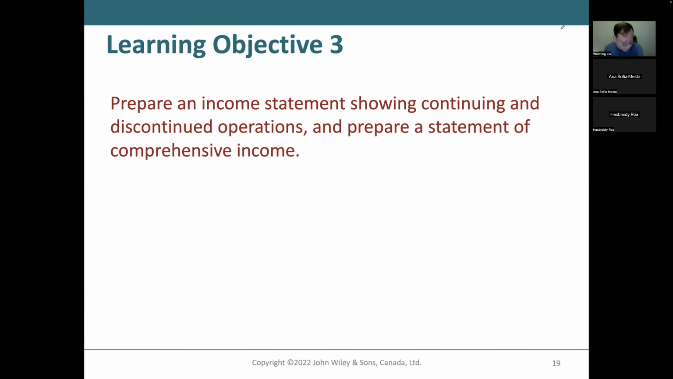Okay, now we are going to work on learning objective number 3. Prepare an income statement showing the continuing and discontinued operations. Prepare a statement of comprehensive income.